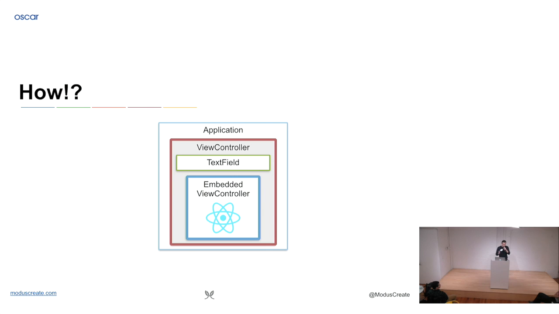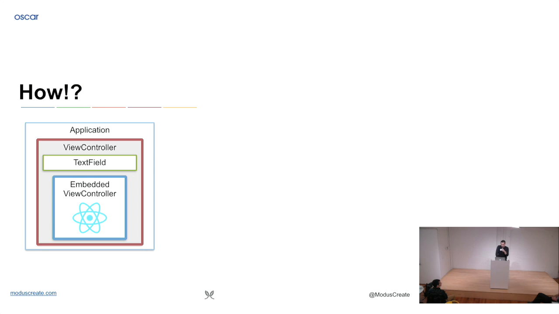Okay, so how does it work? You have your iOS application. Inside you have your main view controller. Then you have an iOS text field. You would add that either by code through Objective-C or Swift, or in your storyboard, whatever. And then you have an embedded view controller, and your React Native application is going to sit inside of there. The same way you bootstrap your React Native application for a regular app, you bootstrap it for this embedded view controller.